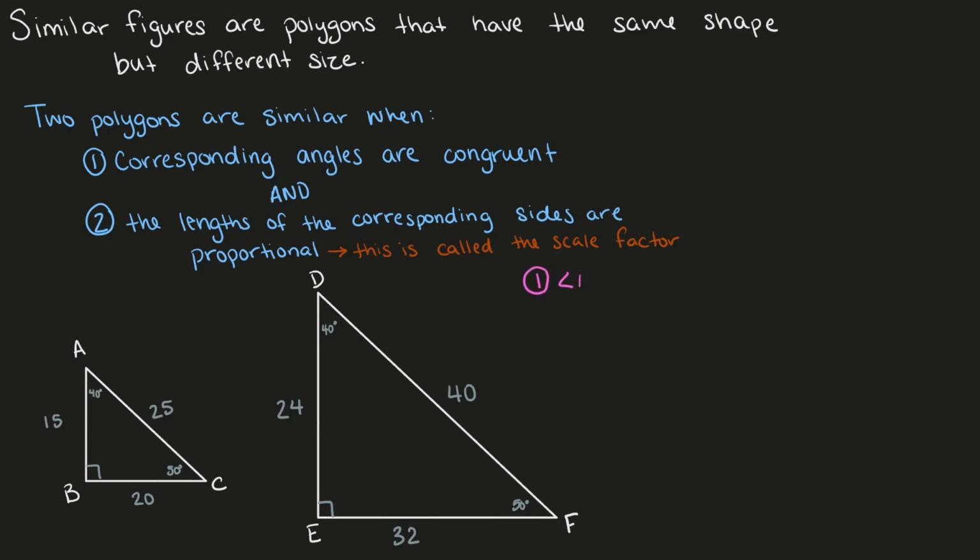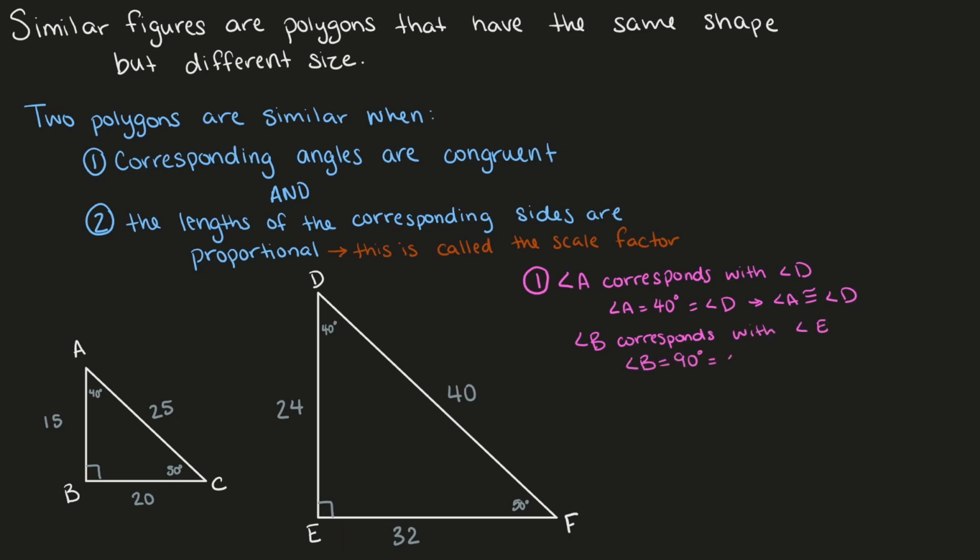And we see that angle A is 40 degrees, and this is congruent with angle D, which is also 40 degrees. Angle B and angle E correspond and are both 90 degrees, so they are congruent. And then angle C and angle F correspond and are congruent, and they are both 50 degrees. So we know that when we're checking our angles, these are all congruent. So we're halfway to confirming that these are similar triangles.